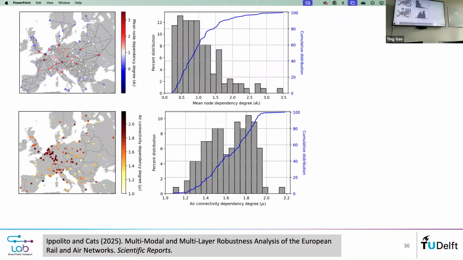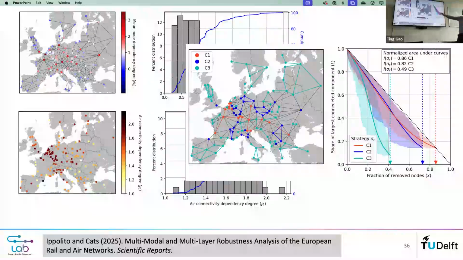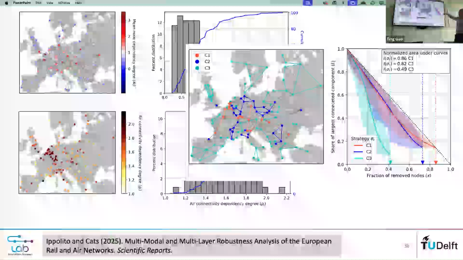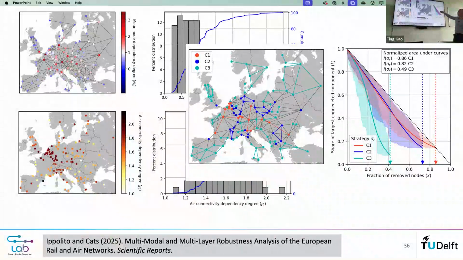We also looked into what the critical nodes are and how this looks when you look into rail only versus when you look into rail and air. And we find several clusters, 3 clusters in this regard. And you can see that there are very different kinds of patterns in terms of the impact of their disruption on performance. So that gives you an idea.